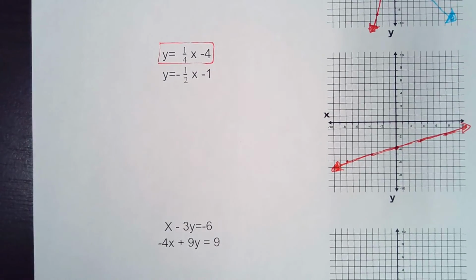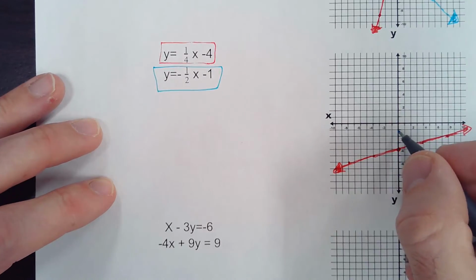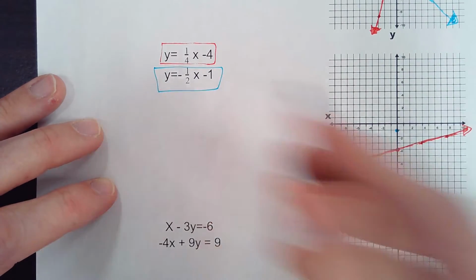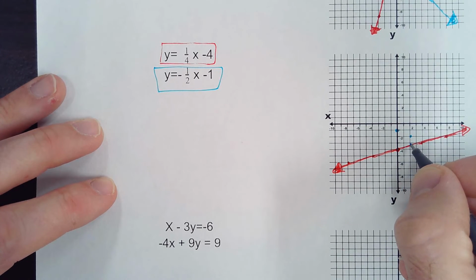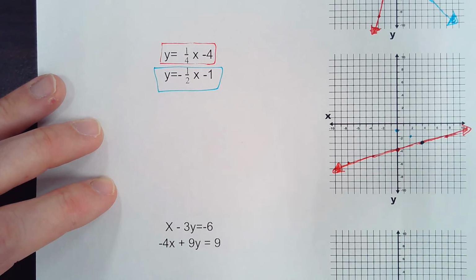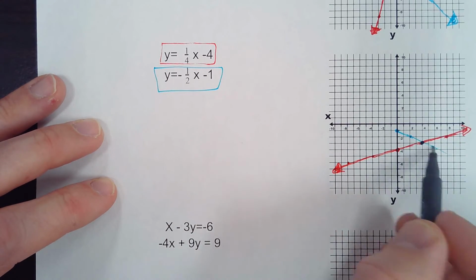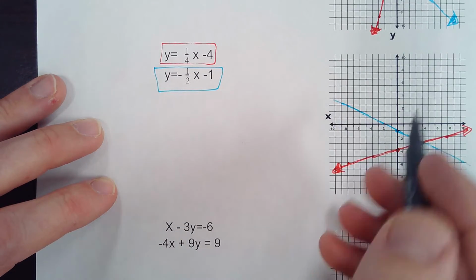Now let's take the next one. We have -1 is our b value, and then we have -1 over 2. So I'm going to go down 1 over 1, 2. Down 1 over 1, 2. So at this point, we really know where they cross, right? We don't need to do any more points, really.